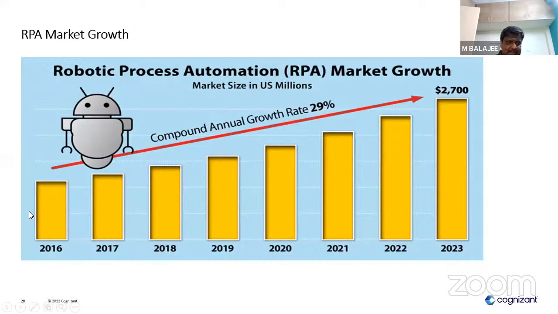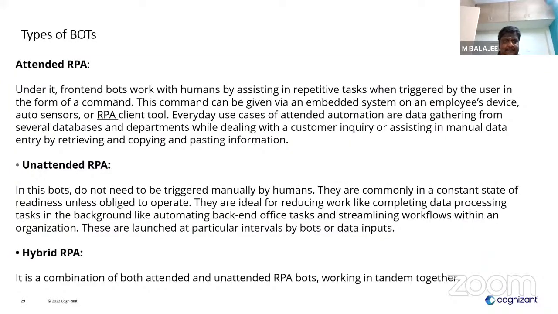So this is the growth of the RPA market in the world. It started sometime in 2015-16. From there on, see the growth. Now it is $2,700, and it will be in 2023. So the average growth rate is almost 29 to 30% in the market.